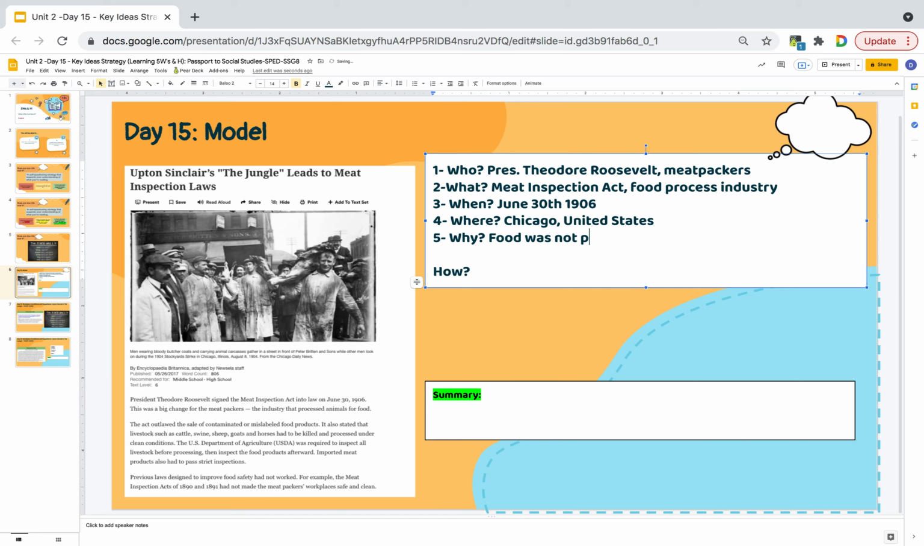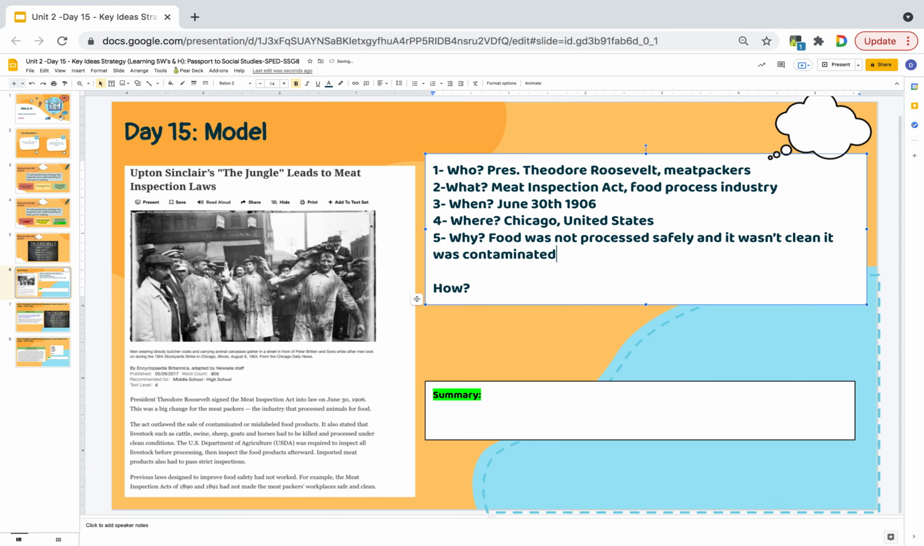Food was not processed safely and it wasn't clean. It was contaminated. How? Workplaces were not safe and clean. So now that I have all of my who, what, when, where, why, and how, I can use that information to write down a summary of what this text is about.